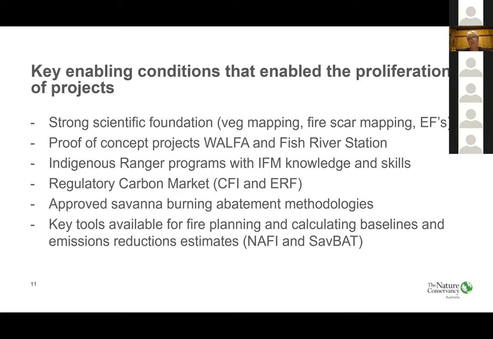So I guess the key enabling conditions that have enabled us to really scale up and develop these projects and to have them proliferate as they have, the key ones have been, we had a really strong scientific foundation in the first instance. So the scientists were quite visionary at the time, and they'd sort of preempted how this might work. And they'd done a huge amount of work in terms of emissions factors, all the veg mapping, fire scale mapping, and getting a really strong understanding as to how that might be applied in the context of a formal methodology. The development of the proof of concept projects in both Wildfire and Fish River Station provided clear evidence that how it could be done and the fact that it could be done. And so that really paved the way for other groups to engage.